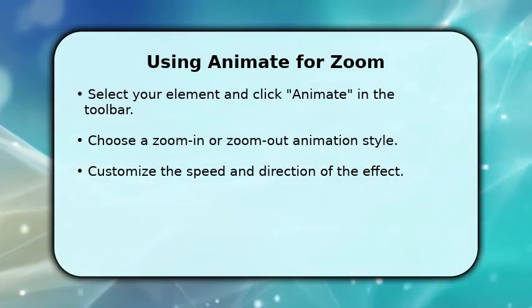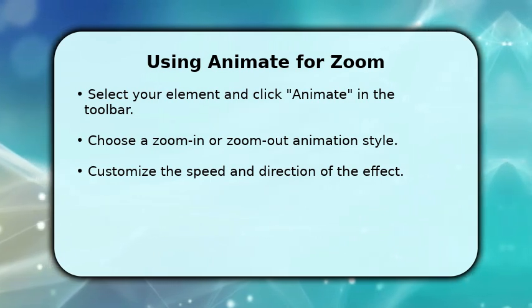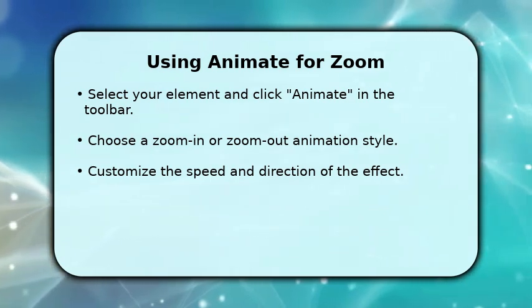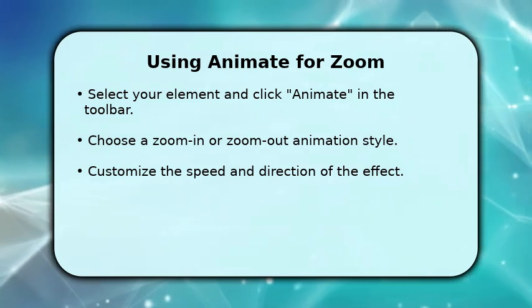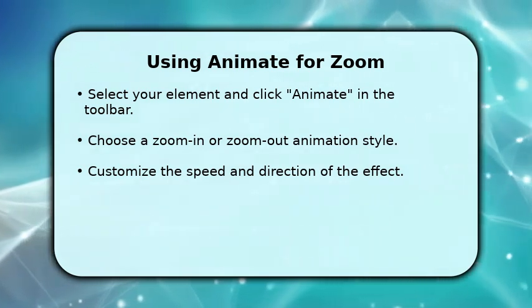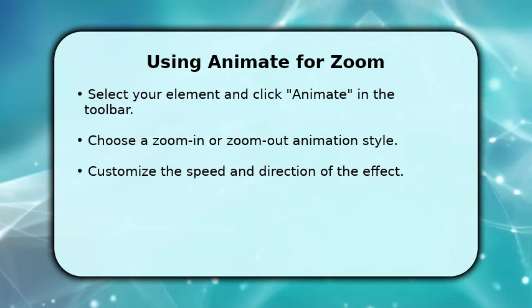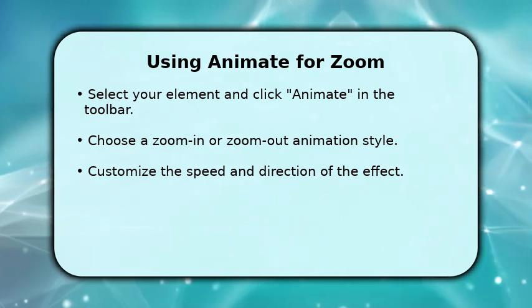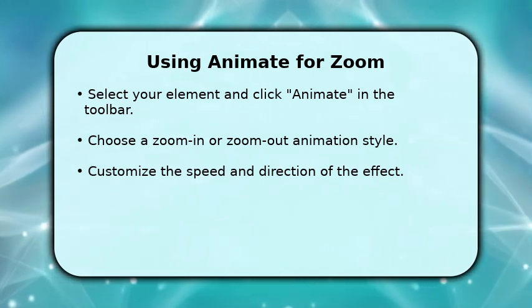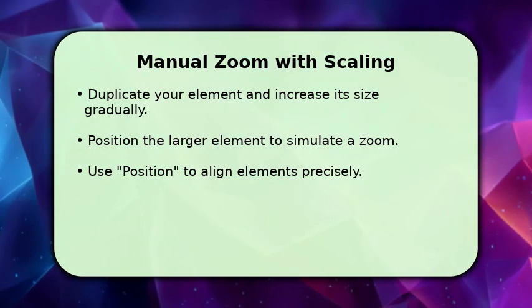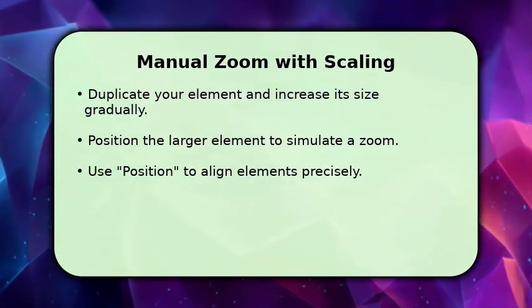First, let's use Canva's intuitive Animate feature. Simply select the element you wish to zoom, then navigate to the Animate tab in your toolbar. Here, you will find various options, including zoom in and zoom out. Experiment with these to see which best fits your vision. You can also fine-tune the speed and direction, ensuring your zoom effect is perfectly tailored to your design's flow and rhythm.